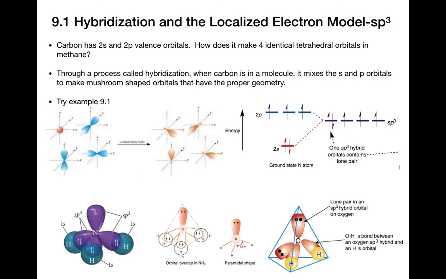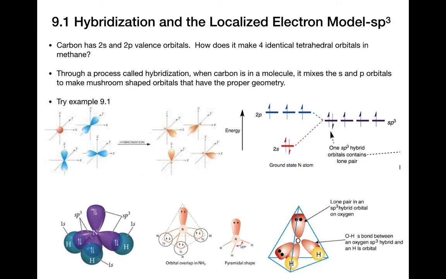This particular diagram is for nitrogen. Notice for nitrogen that one of the sp3 hybrid orbitals actually has an unshared pair in it, whereas the other 3 are used to single bond to hydrogens, overlapping with hydrogen's 1s orbital. So there we have NH3.